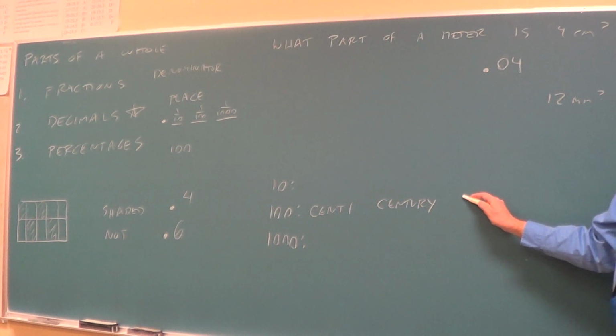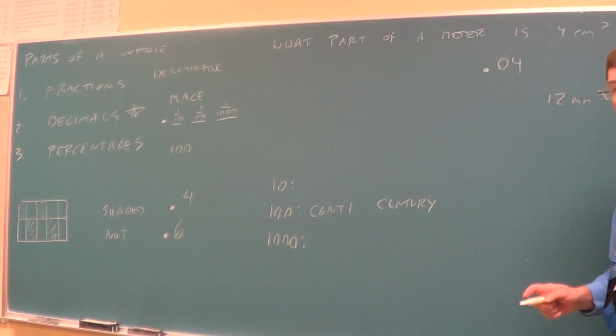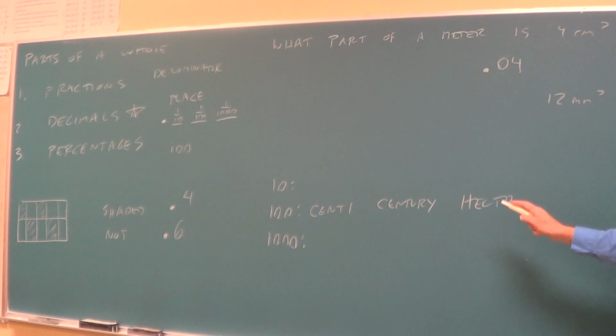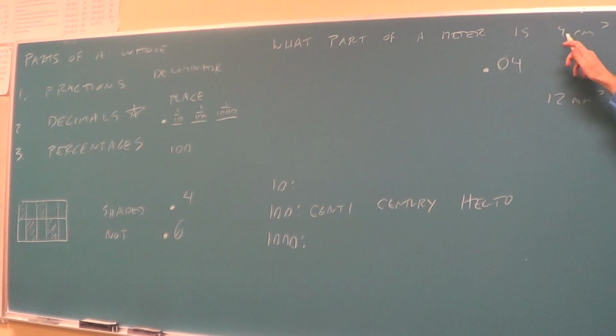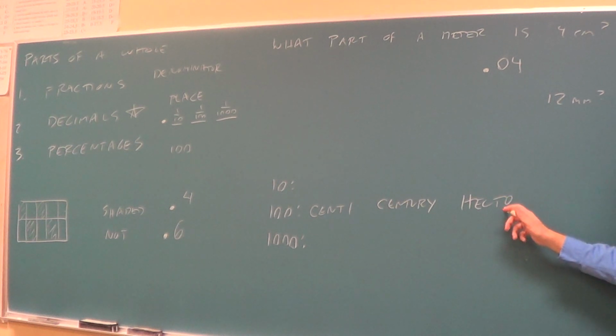What's another 100 word? Centipede. Yeah, centipedes, they won't do any centipedes on this, but that would be a 100 word. I think it's like hecto. Hecto? So if I went back to this story and I said, what part of a hectometer is 4 meters? The 4 would still go in the hundredths place because hecto would put us into the hundredths place. That's probably about it for now.